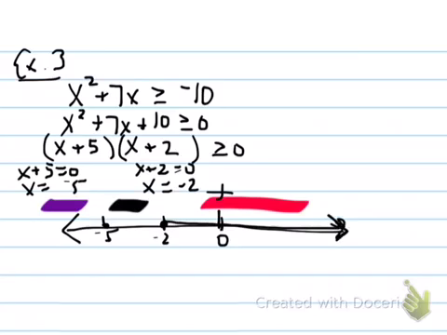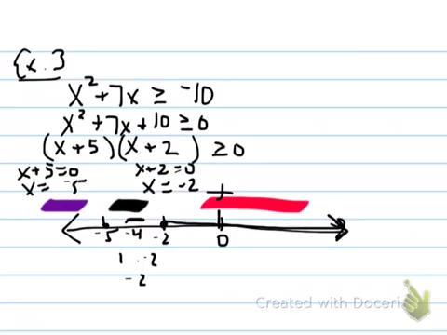Okay, let's try something in between negative 5 and negative 2. Why don't we use negative 4. So negative 4 plus 5 is positive 1. Negative 4 plus 2 is negative 2. They multiply to get negative 2, so this is negative. So anything in between negative 5 and negative 2 is going to give us a negative value for this inequality, so it's not a true solution.